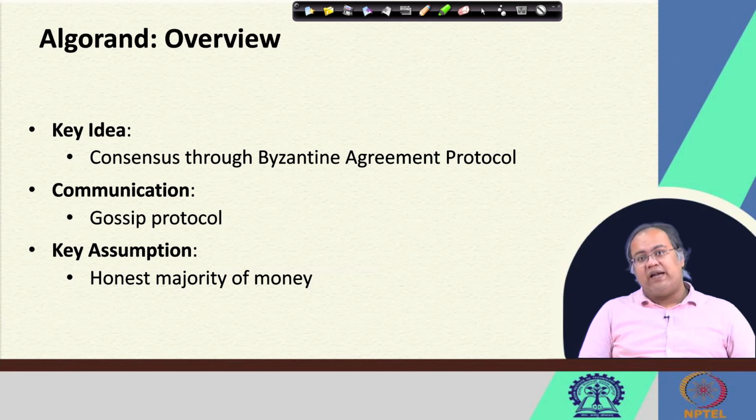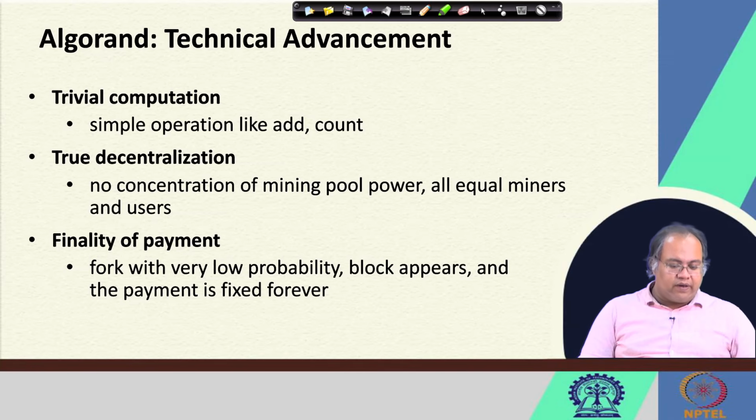But remember that this honest majority of money does not put any limitation on the selection of nodes who are going to generate the next block. Well, the different kinds of technical advancements that are being made by Algorand are as follows.